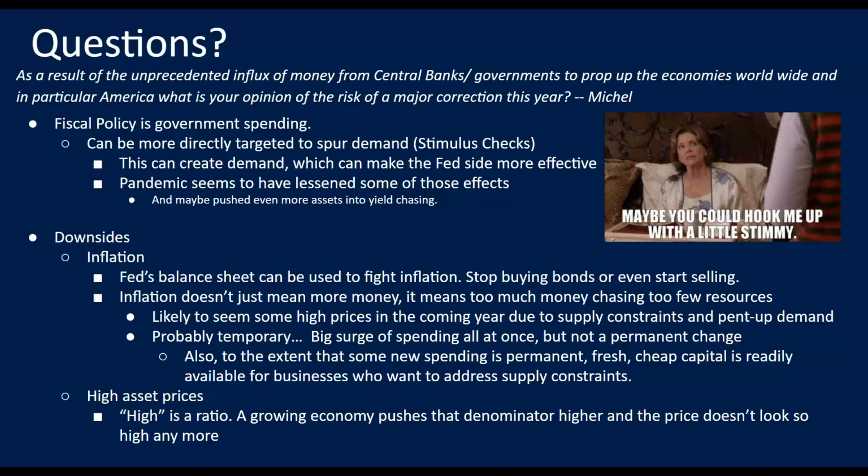And so, the same way we talked earlier about price to earnings ratio is a ratio, inflation is to some degree a ratio, right? It's the relationship between the stuff to buy and the money to buy stuff with. And so if one of the problems is there's too much money and not enough stuff, well, one solution to that is make more stuff. That's happening. And then, yeah, so high asset prices, high again, ratio, right? Growing economy pushes the denominator higher and the price doesn't look so high anymore.